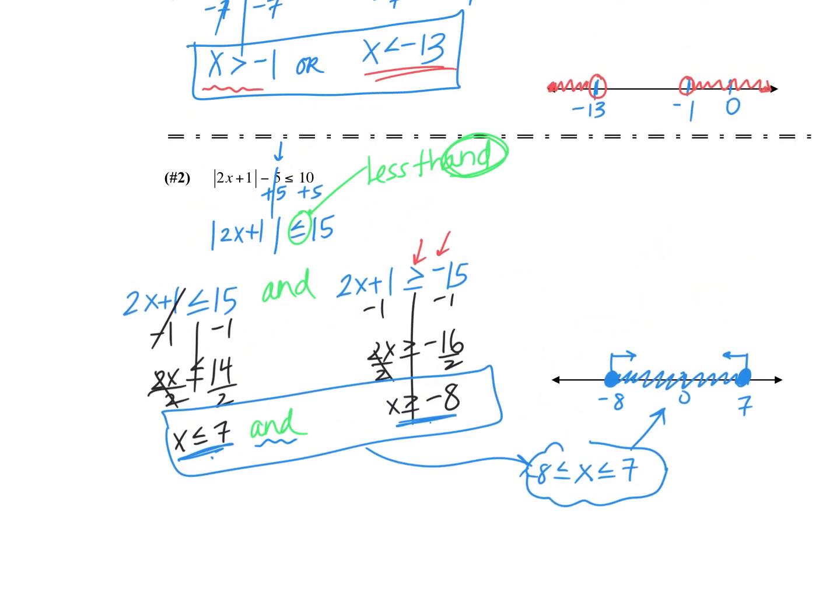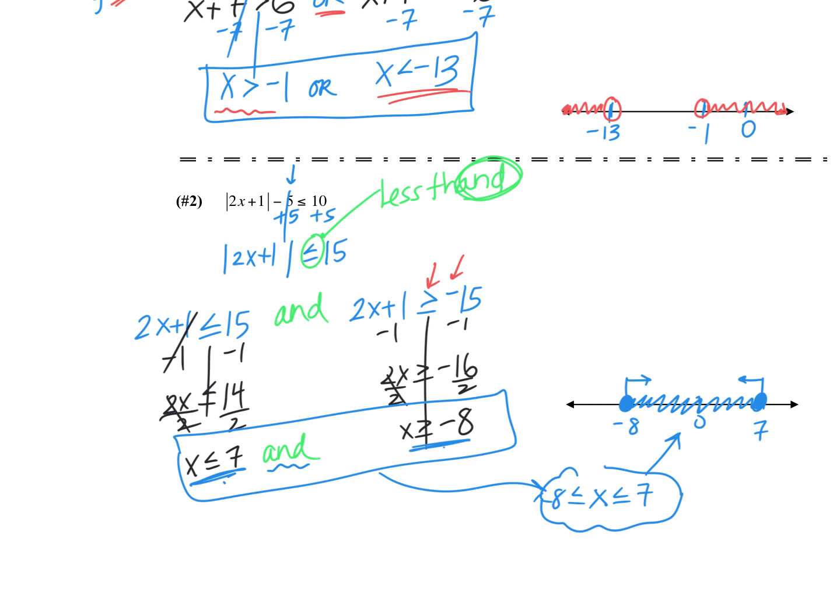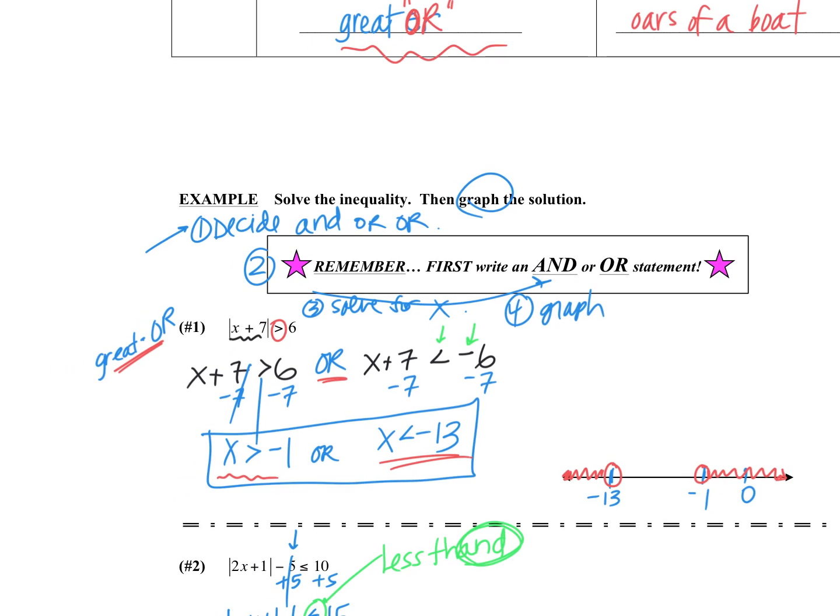All right, so that's it. So I want you to work on the homework with your partners. I'll post an answer key as well. You can work with partners if you want. You can work on your own if you want. But remember all the steps we have to take. Decide if it's an and or an or. Rewrite it into those statements. Solve it and graph it.